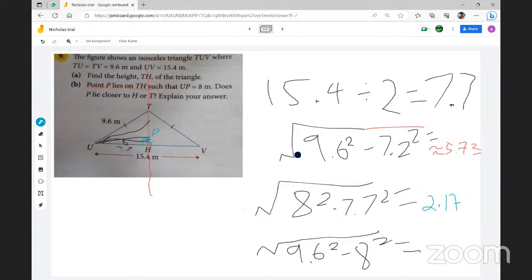Is that 8 square? Nicholas, stop. You cannot Pythagoras that triangle. Why? No, because it's not a 90-degree triangle. This one you have to understand. If you don't understand this, you don't understand Pythagoras.